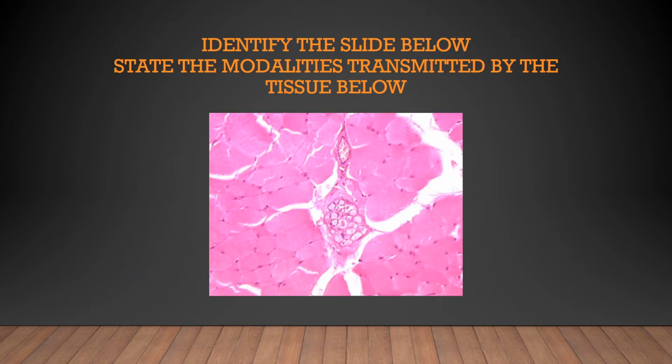So this slide is over neuromuscular spindle. It's surrounded by bundles of skeletal muscle, and it's also encapsulated. So the modalities it transmits are proprioception and vibration. Neuromuscular spindle contains two types of fibers. That's intrafusal and extrafusal fibers. And it also contains two types of nerve ending. That is the primary ending, which is the annulospiral, and the secondary ending, which is the flower spray.